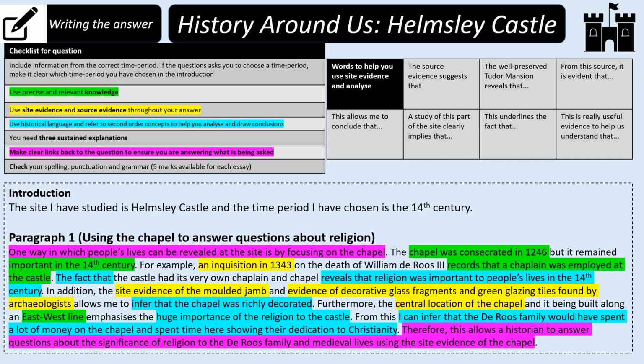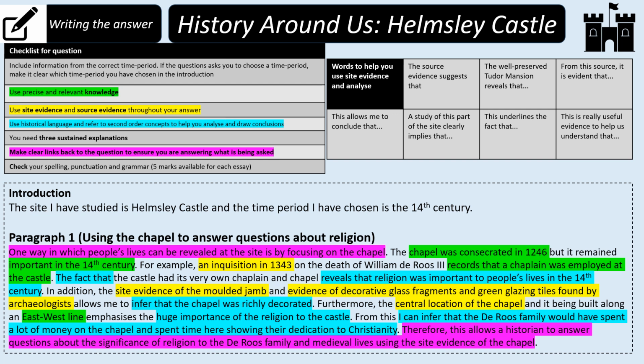Now what I've done for this example answer is I've color coded it. So the green is knowledge, the yellow is site evidence, the blue is historical language, and the purple is making links back to the question. Now if you do all of these different things, you're going to absolutely smash the marks. So let's have a look at an introduction.